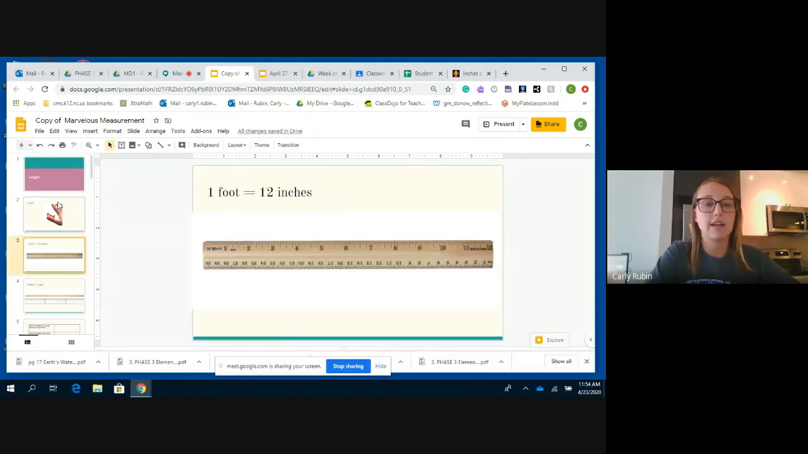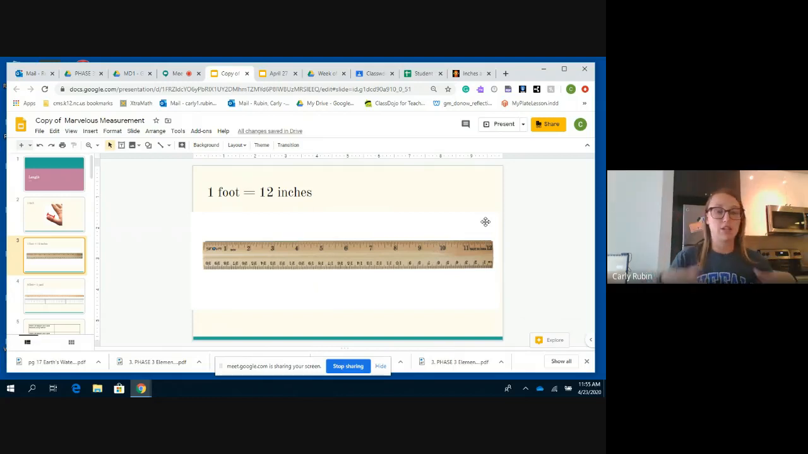All right, next thing we have is a foot. We measure things that are a little bit longer than feet. So 1 foot is 12 inches. So you can see on this ruler, it starts at 0 and there's 1 inch, 2 inch, 3 inch, and goes on to 12 inches. So 1 foot equals 12 inches. So I would say about the length of this whiteboard would be 12 inches.